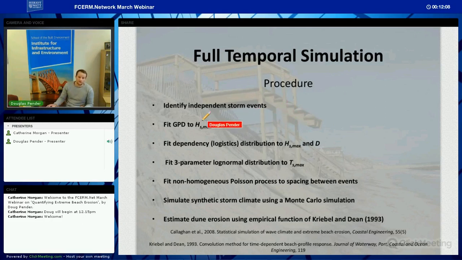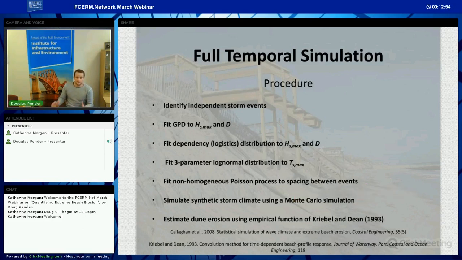It's based on some of the stuff we just discussed previously about fitting the independent storm events to the generalized Pareto distribution and using the logistic distribution to get the dependency between them. It also has a distribution that allows you to estimate the peak wave period. But the key here is this non-homogeneous Poisson process, which is fitted to the spacing between the events. That allows you to generate a synthetic storm climate that has the same temporal variation as the historical data.